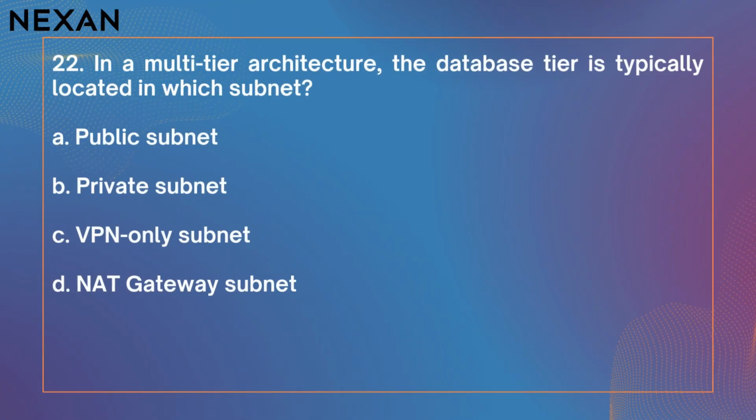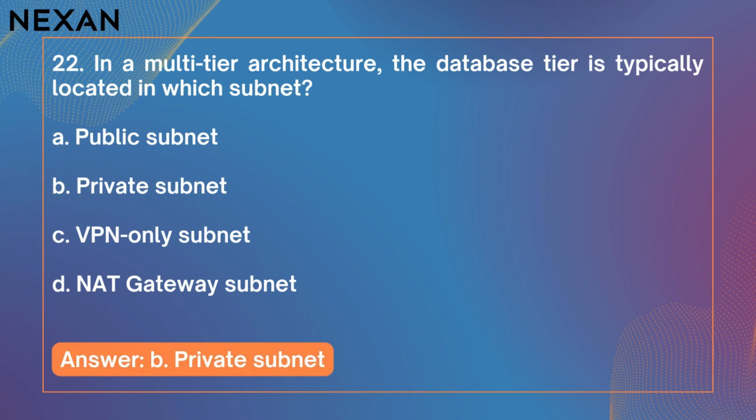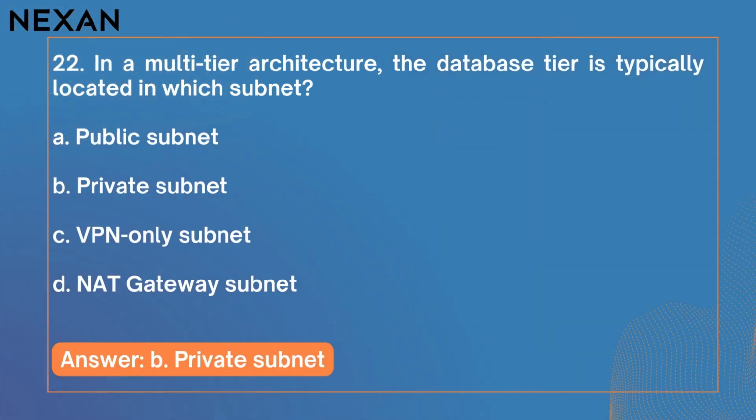22. In a multi-tier architecture, the database tier is typically located in which subnet? A. Public subnet. B. Private subnet. C. VPN-only subnet. D. NAT gateway subnet. Answer B. Private subnet.